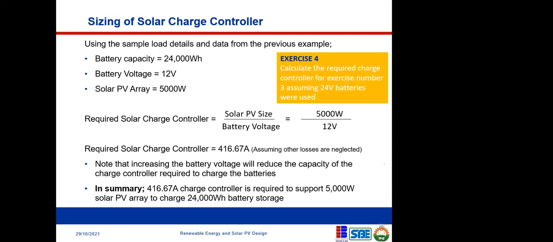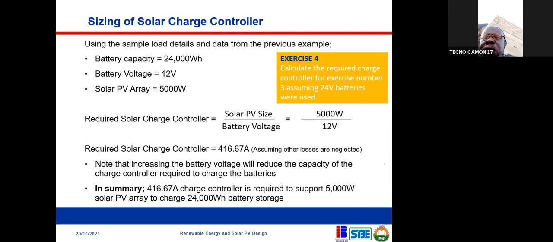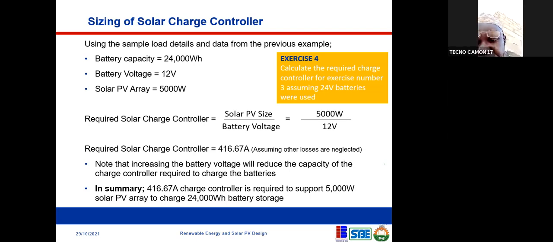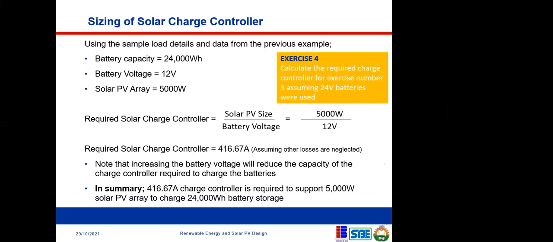Okay, sir. Is this just for example's sake, or is it practicable for us to have a charge controller of 416.67 amps for a system of 5,000 watts panel? Is it practicable? Yes, of course.